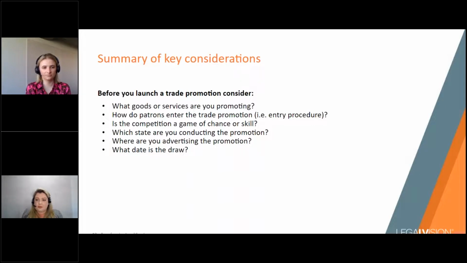This is because the risks of not conducting a trade promotion in accordance with the key regulatory frameworks can have some serious consequences for your business. Also, just as a matter of practicality, it takes some time to make sure that your terms and conditions are compliant, but also getting permits.